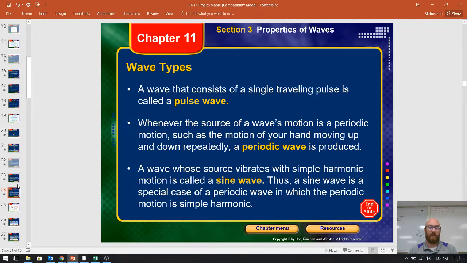Now, here's the sine wave. It's the special wave you get when you have simple harmonic motion, and it is called a sine wave. It's always continuous, should be fairly easy. Again, simple harmonic motion typically is a sine wave.